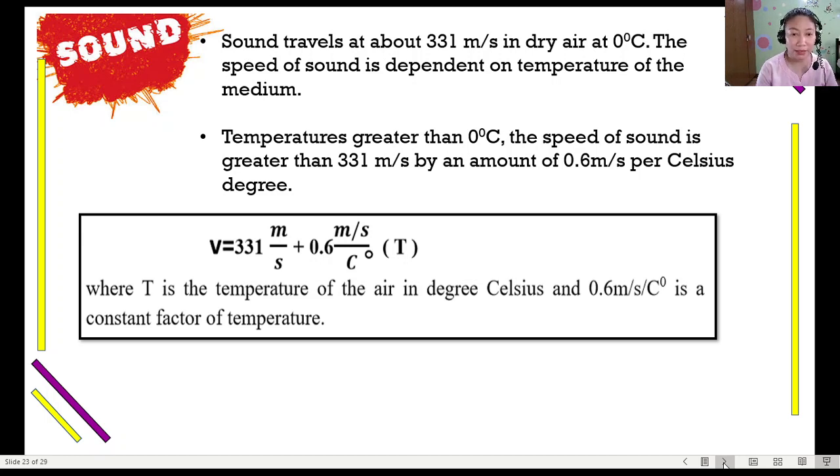So, sabi nga natin kanina, nadadagdagan yung ating speed of sound by 0.6 meter per second as the temperature goes higher than 0 degrees Celsius. So, multiply nyo lang yung temperature by 0.6 and then the result, add it to 331 meter per second.